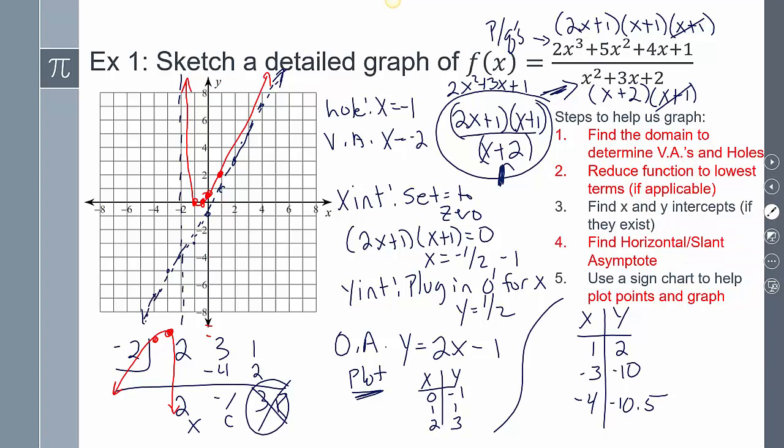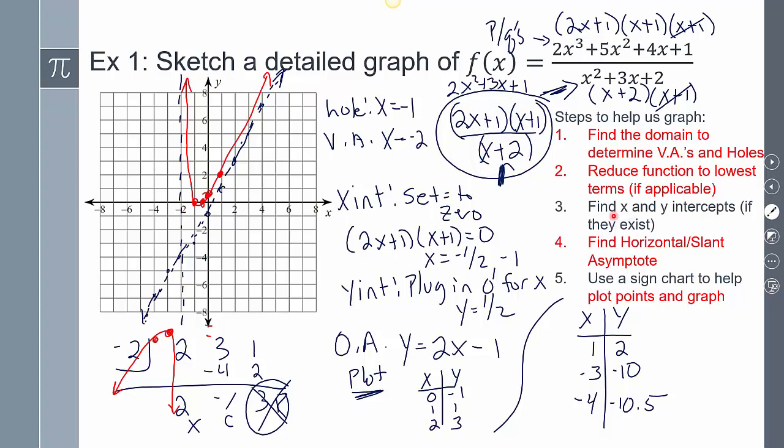So what I did here, everything has been the same except how I find my horizontal or slant asymptote. So I still found the domain and my vertical asymptotes and holes. So that's why I factored everything. The x plus 1's canceled out, which is why it was my hole or point of discontinuity. I set the denominator equal to 0. That's how I determined my vertical asymptote. I reduced my function to its lowest terms. That's what I have here.